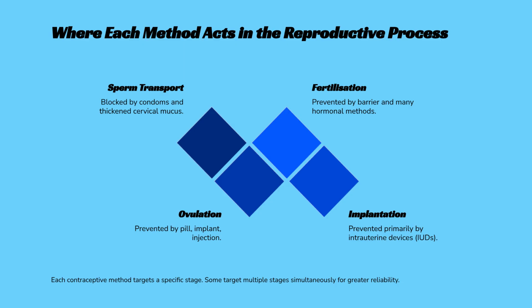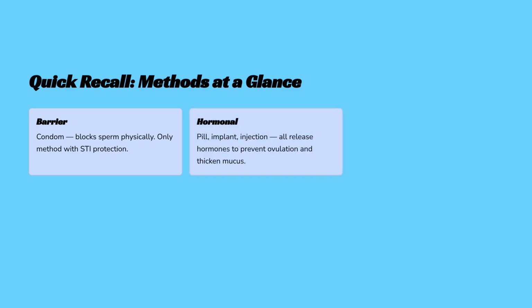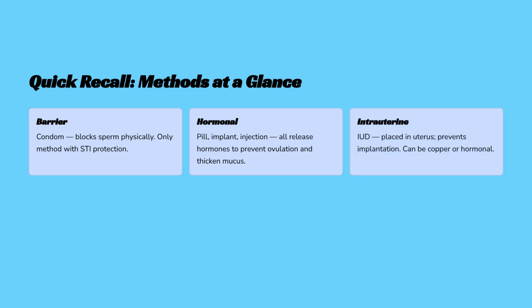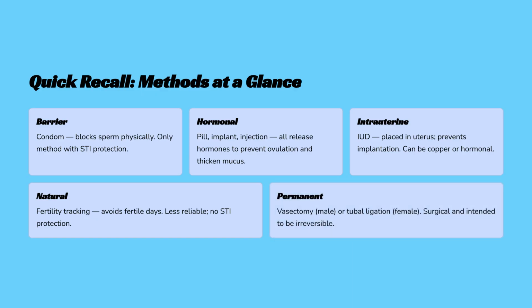Each contraceptive method targets a specific stage of the reproductive process. Some methods prevent ovulation, others block sperm transport or fertilization, and some, like the IUD, act to prevent the implantation of an embryo. Here is a quick summary. Barrier methods like condoms block sperm and protect against STIs. Hormonal methods like the pill and implants prevent ovulation. Intrauterine devices prevent implantation. Natural methods involve fertility tracking, while permanent options like vasectomy and tubal ligation are surgical.